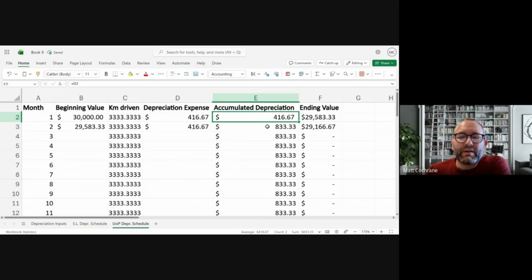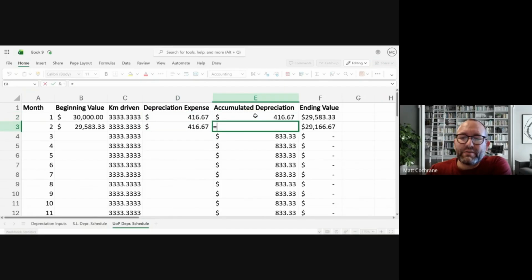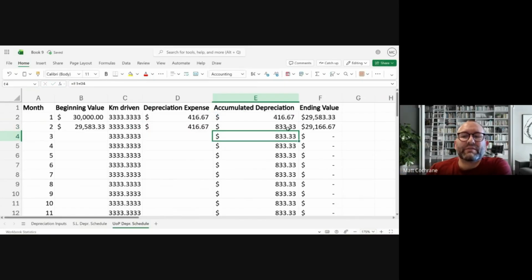We'll see here that our accumulated depreciation updates, and that's because it's equal to the line above plus the already existing accumulated depreciation from the last period plus the new depreciation expense. That gives us 833. And we can see now that the ending value is just the beginning value minus this new depreciation expense, equal to that, okay?